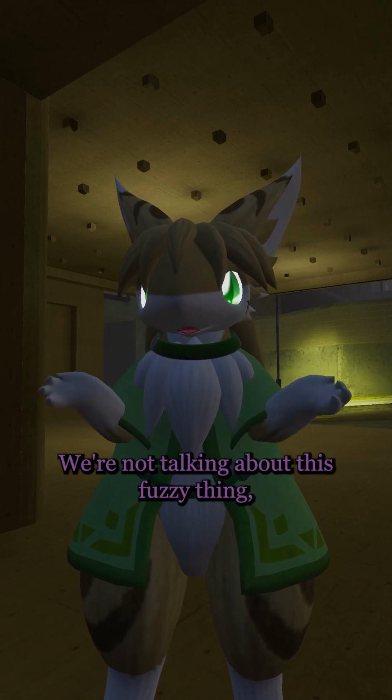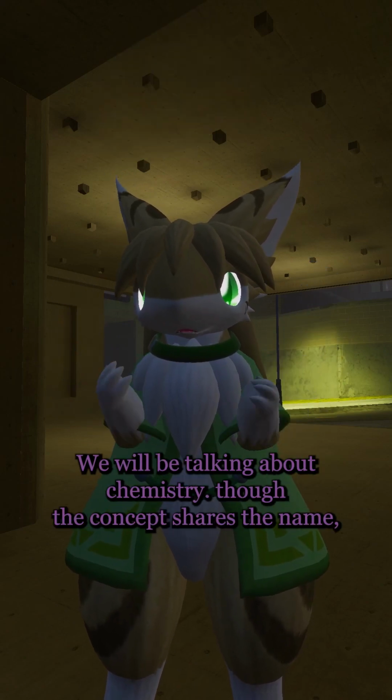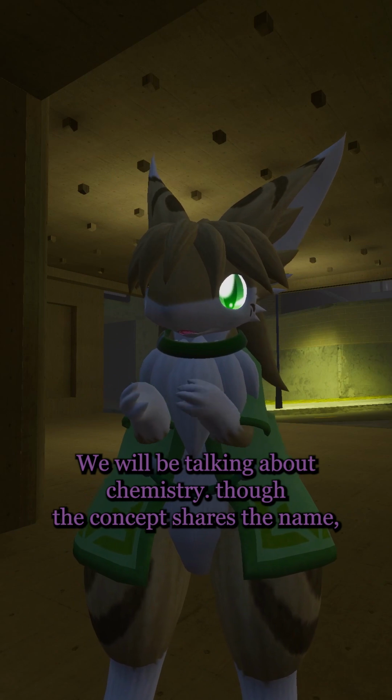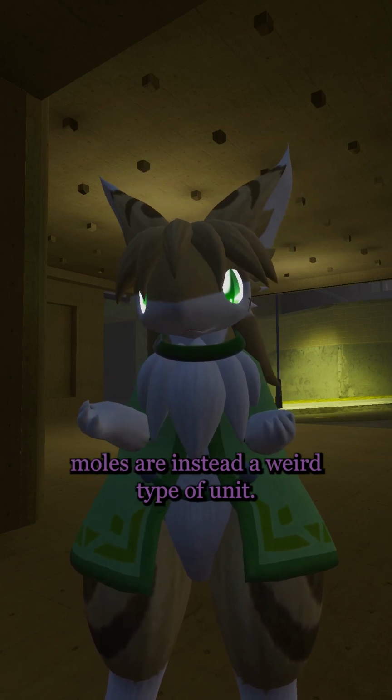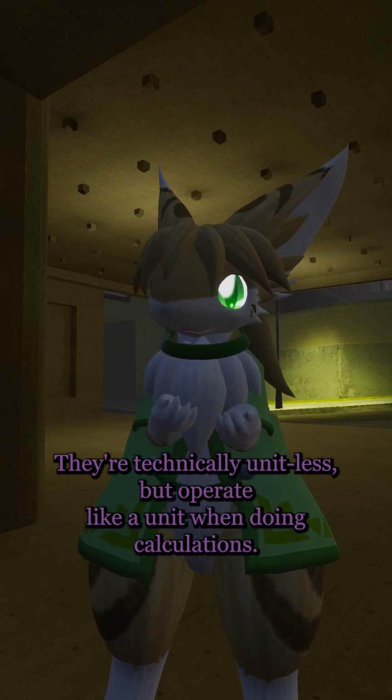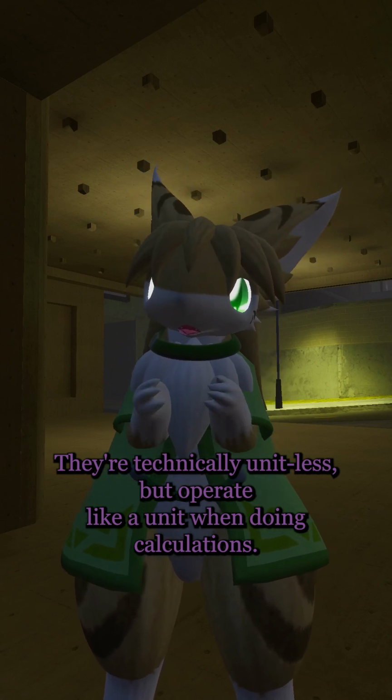We're not talking about this fuzzy thing. We will be talking about chemistry. Though the concept shares the name, moles are instead a weird type of unit. They're technically unitless, but operate like a unit when doing calculations.